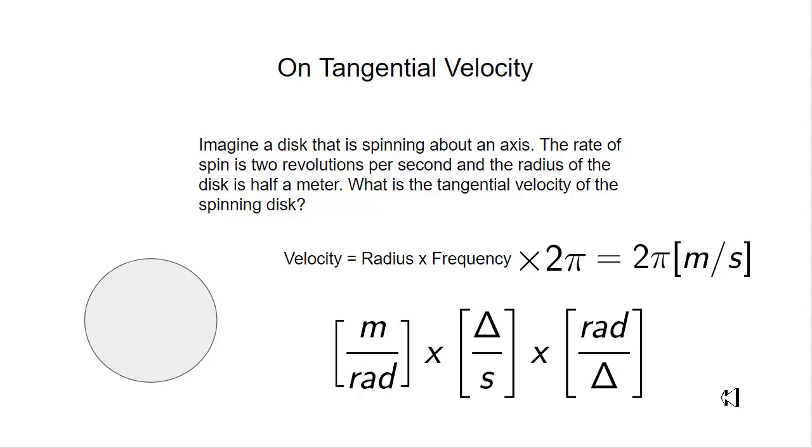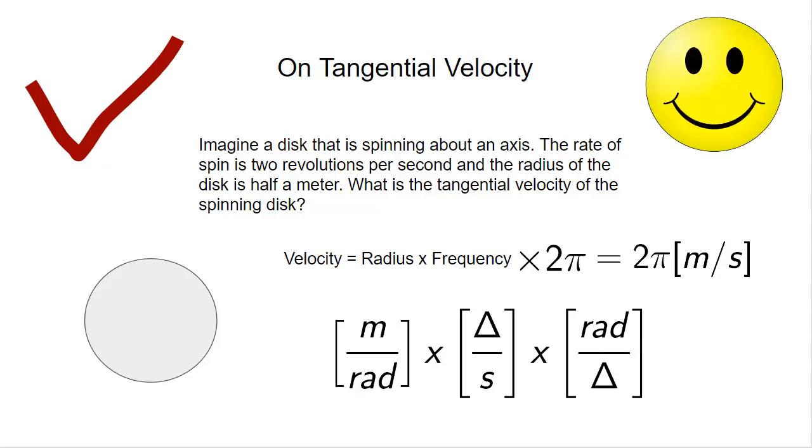You check your units to make sure that everything cancels, this cancels that, this cancels that. We end up with meters per second. And so now you're quite confident that you're writing down the right answer for this question. And then you get your test back, and of course you get a check mark. And because you showed your work so nicely, you also get a nice smiley face.